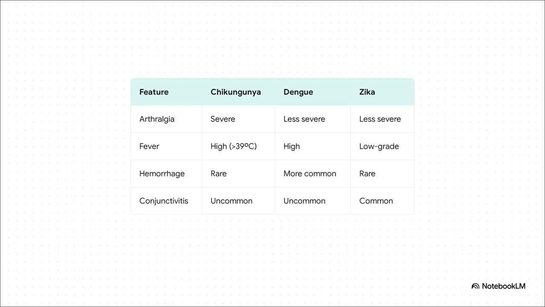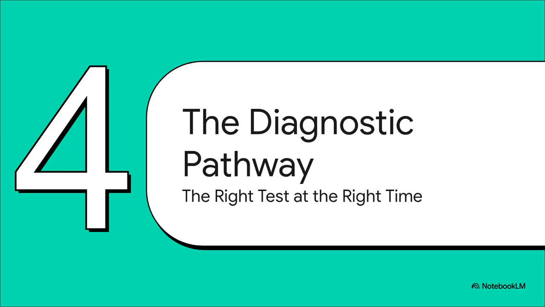This table right here is your cheat sheet. While there's definitely overlap, the thing that screams chikungunya is the severity of that joint pain. If your patient is describing their joint pain as the worst they have ever felt in their life, chikungunya needs to be way up high on your list. With dengue, you're more worried about hemorrhage and shock, and with Zika, you're more likely to see conjunctivitis. So you've got a really strong suspicion. How do you actually prove it?